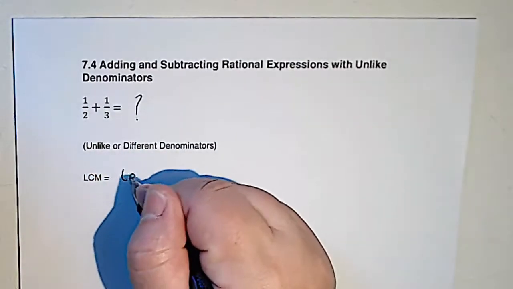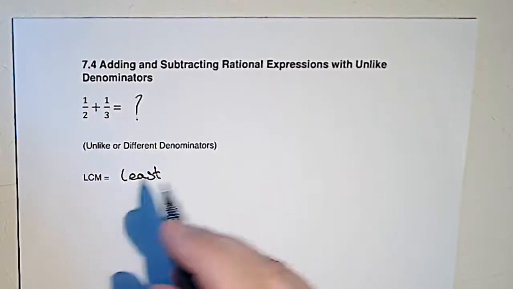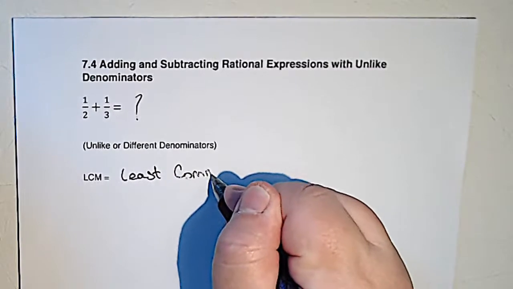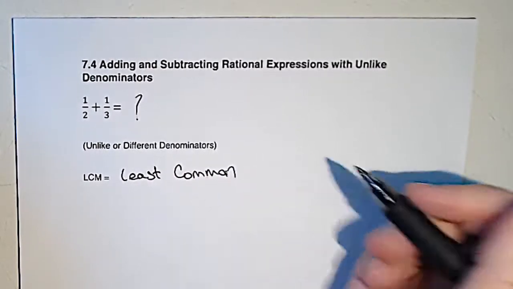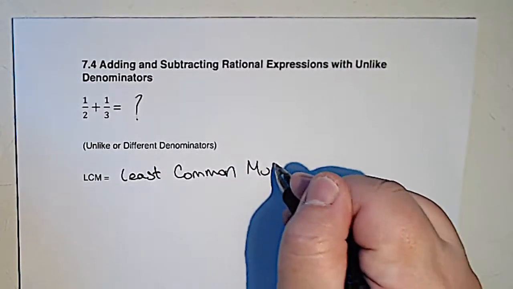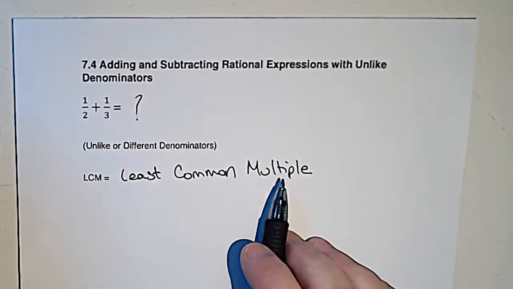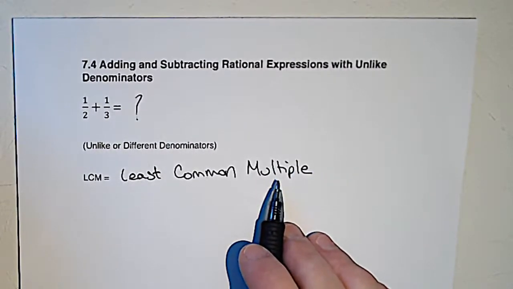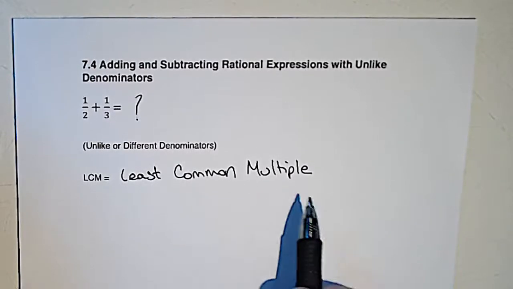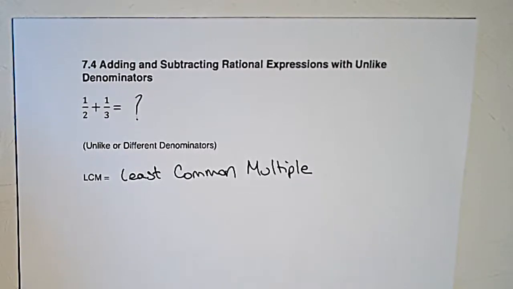So let's talk about a couple of phrases. LCM stands for least. That means smallest. Common means it's shared. Multiple. That's the bigger number they go into. I know multiples and factors are always hard to keep track of. So multiple means bigger numbers.